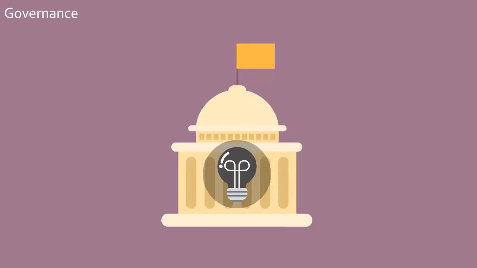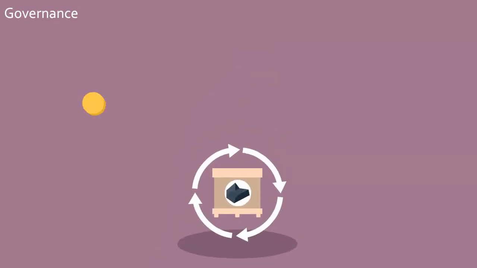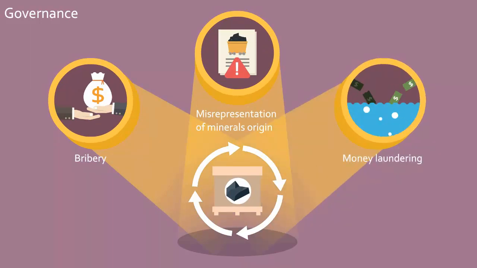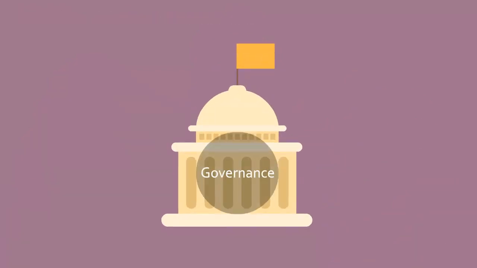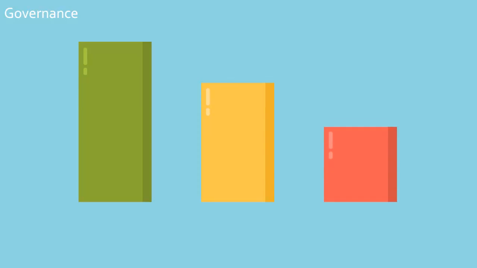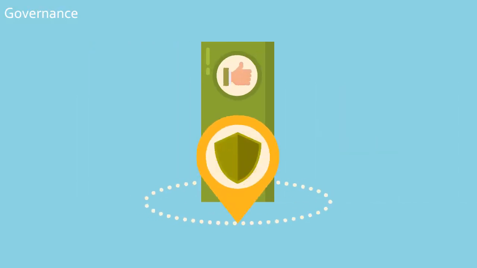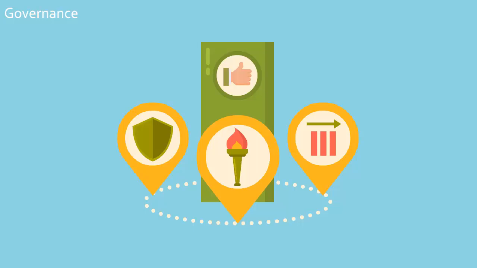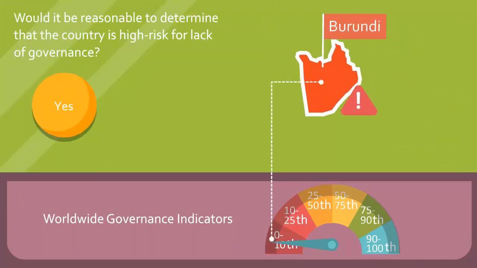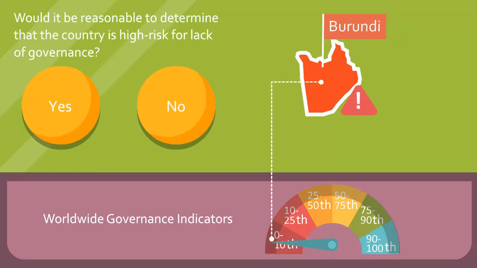Countries without effective governance can expose your supply chain to risks like bribery, misrepresentation of minerals' origin, or money laundering. They're also higher risk for violence because of weak security. So governance is a useful criterion to evaluate. One resource you could use is the World Bank's Worldwide Governance Indicator, or WGI. A country ranked high in all areas is safe, stable, and free. For example, look at the WGI rating for Burundi. Would it be reasonable to determine that the country is high risk for lack of governance?